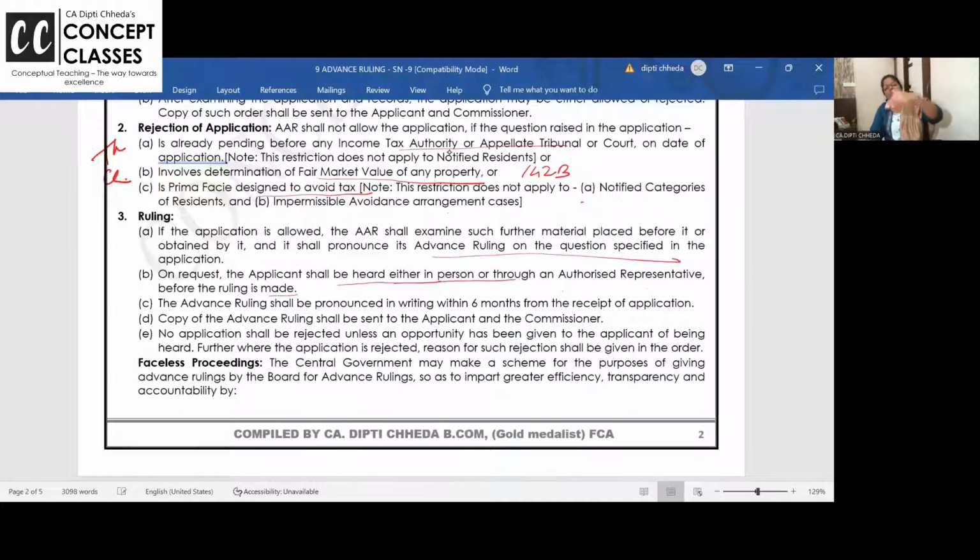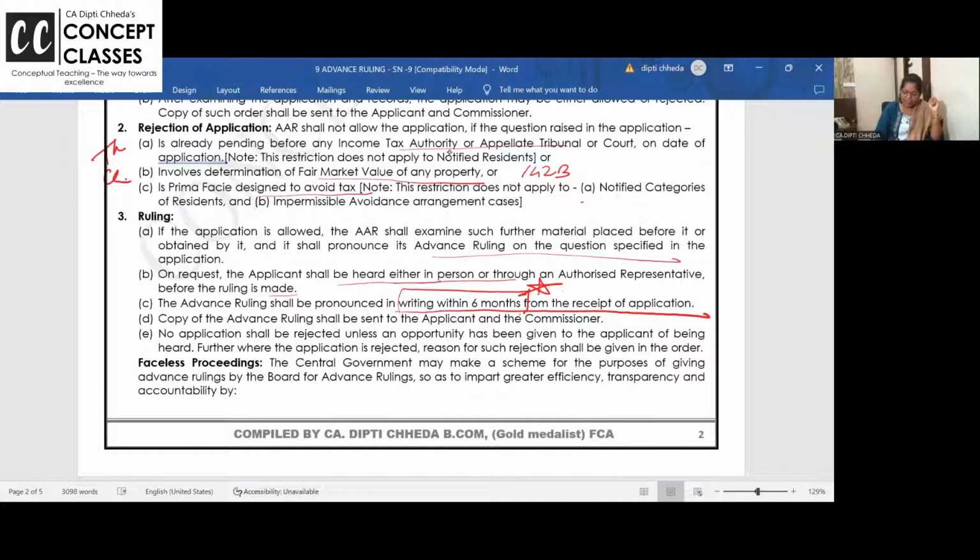You know, before giving the ruling, can they call for additional information? Yes. Can they give a chance of being heard? Yes. Advance ruling shall be pronounced in writing within 6 months from the receipt of application. 6 months from the receipt of application, advance ruling should be pronounced. Copy of advance ruling will be given both to the applicant and to the commissioner.